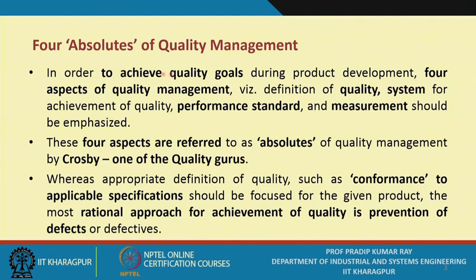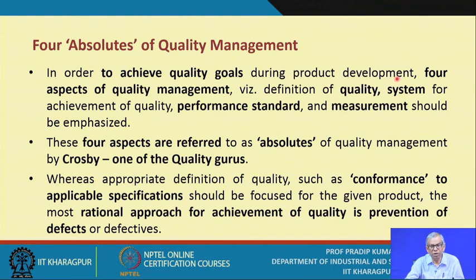So in order to achieve quality goals, we are already aware of, during product development. If you recollect, when we discussed the product development process, whether in a serial engineering mode or concurrent engineering mode, there are the quality related objectives, and those are basically part of quality dimensions you should be aware of during the product development. Even at the prototyping stages, you should be aware of them.